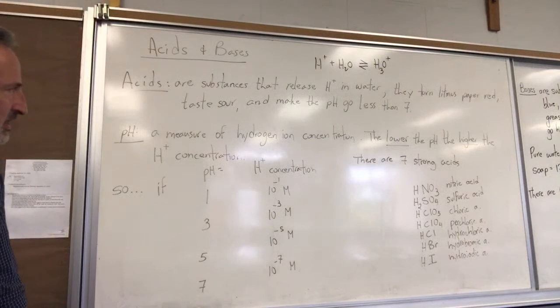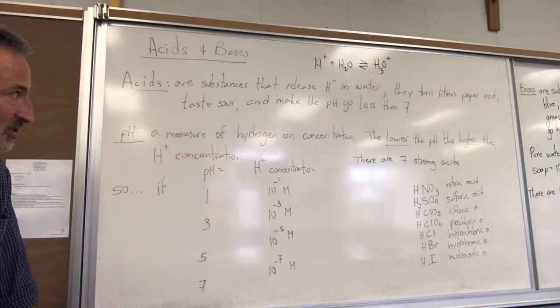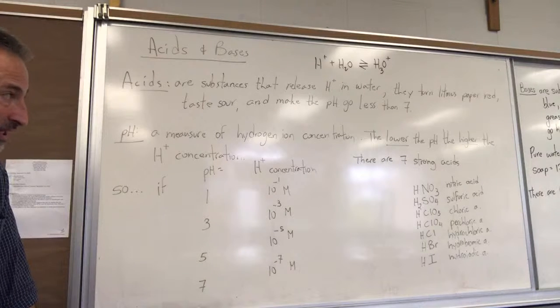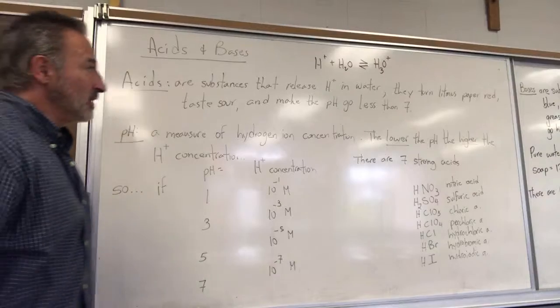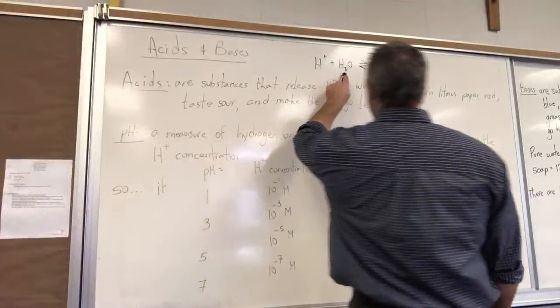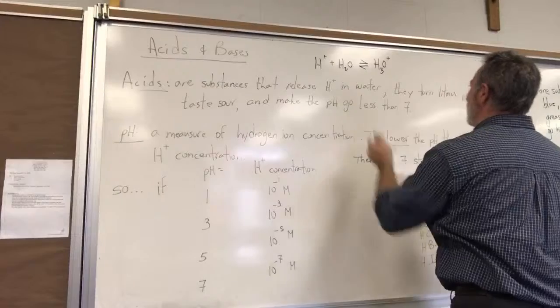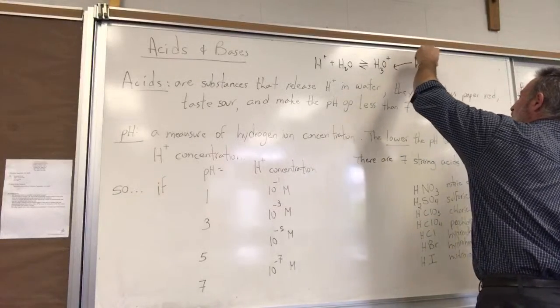So I was saying that acids are substances that release H plus in water. They turn litmus paper red, they taste sour, and they make the pH of water become less than 7. So if anything has a pH less than 7, it's considered acidic. Another way of portraying the proton is to combine it with water, and you get what's called a hydronium ion. Let me write that for you, hydronium.